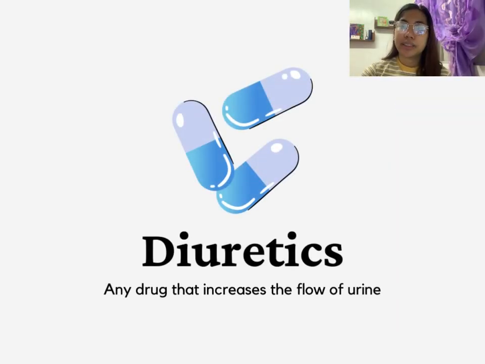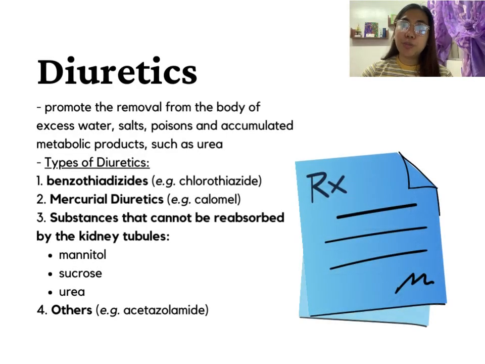The next drug category is diuretics. It is any drug that increases the flow of urine. So they serve to rid the body of excess fluid or edema that accumulates in the tissues owing to various disease states. Aside from what I said earlier, diuretics promote the removal from the body of excess water, salts, poisons, and accumulated metabolic products such as urea.